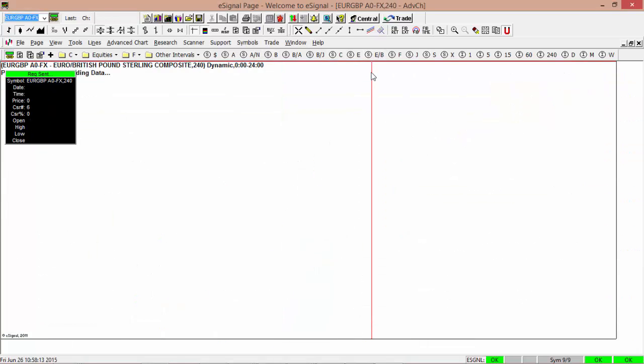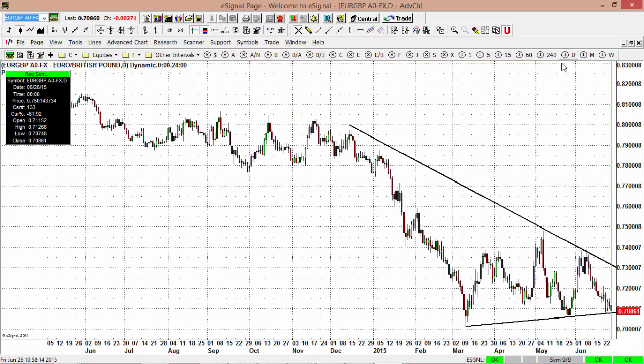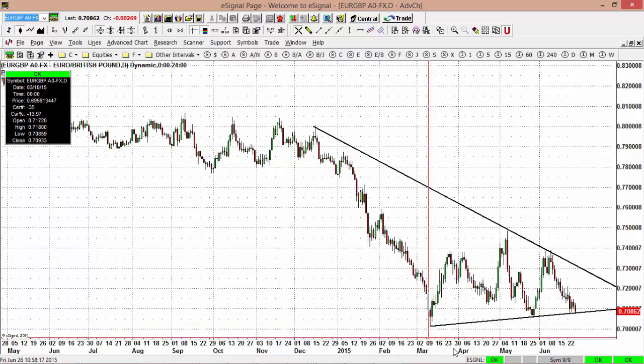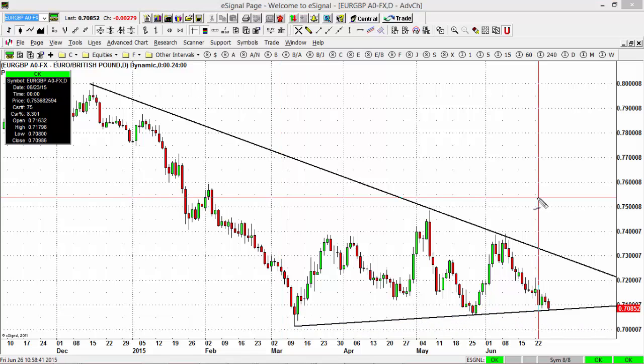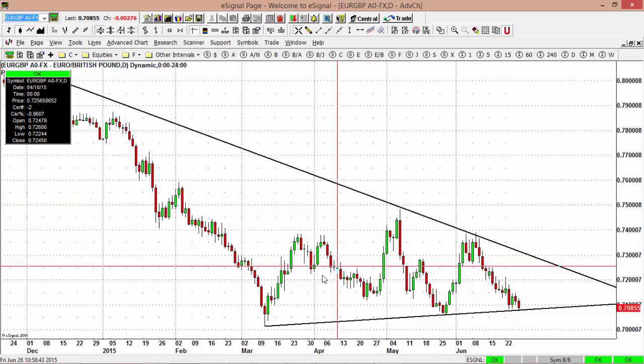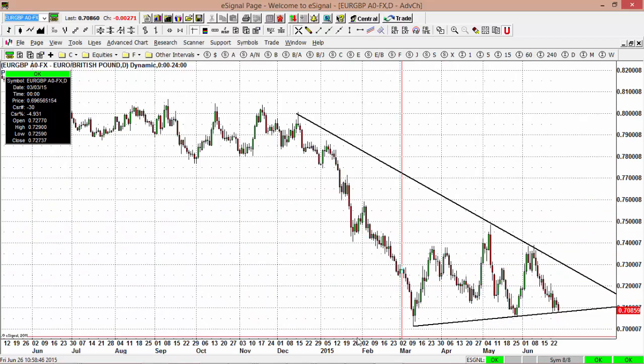Taking a look at the British pound versus the euro, we are testing the low. We're testing this trend line that you can see started in March, came back in May, and the market is now challenging this trend line. A break below it will ultimately challenge this region above 70 cents with the British pound versus the euro. So that's what we're looking for in this market.